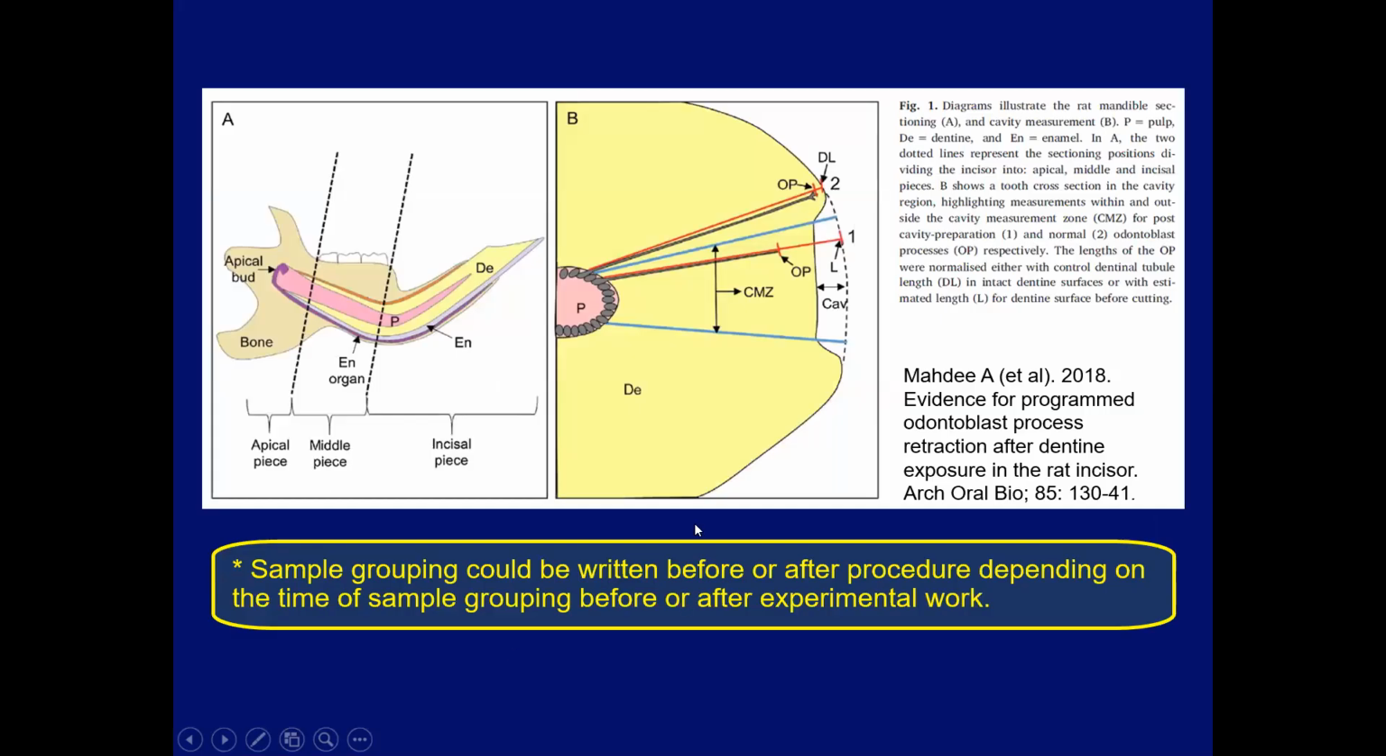The sample grouping could be written depending on the time of the sample grouping. The timing could be written before or after the procedure. Okay, depending on the time of the sample grouping, before or after experimental work. And this could be clearly clarified in certain diagrams. You could put it sometimes even as a part of the legend explanations.